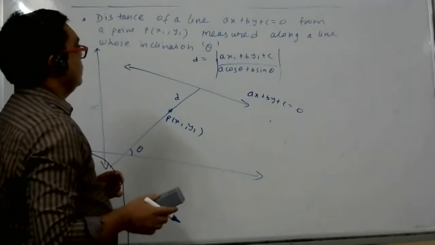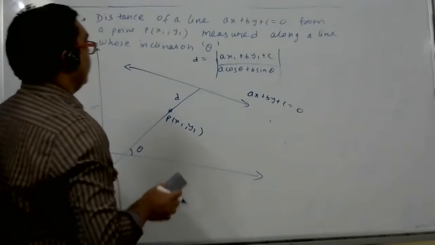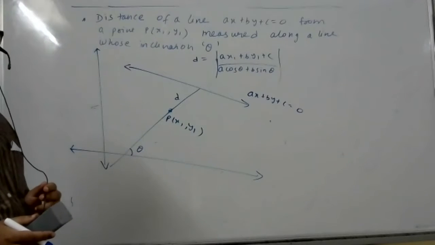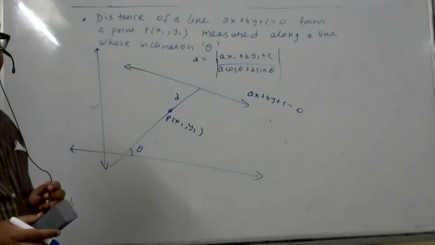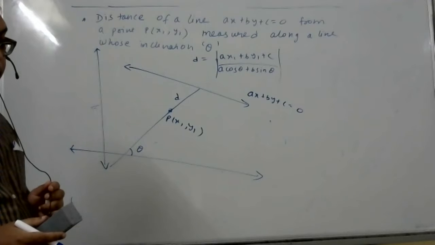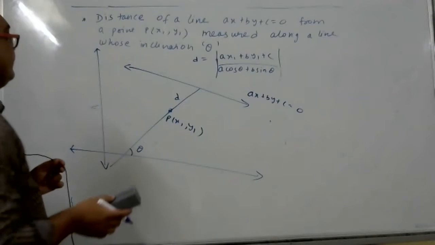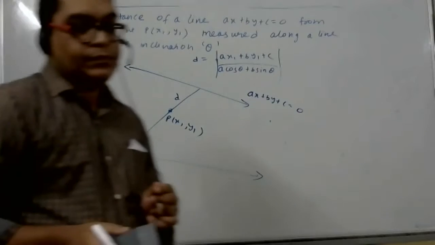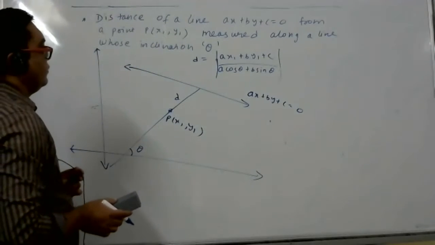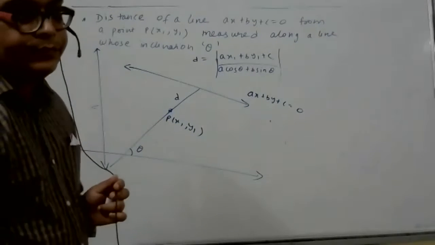Sir, what about the proof? Proof, we'll see. Sir, could you wait? Okay. So the previous one was C2 minus C1 by A cos theta plus B sin theta, right? Correct. So it doesn't matter whether it's C2 minus C1 or C1 minus C2, it's the same only.